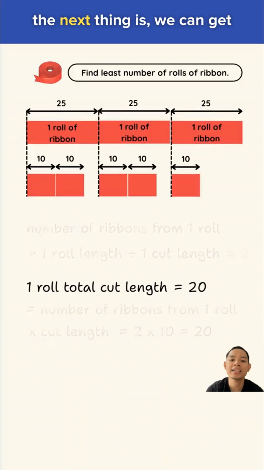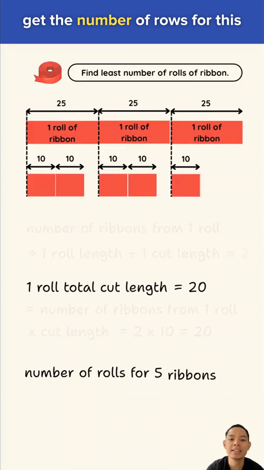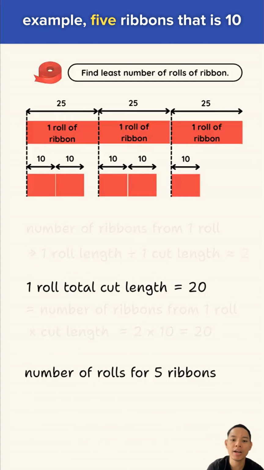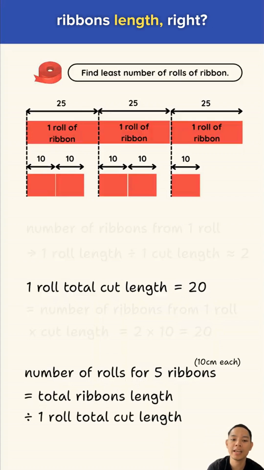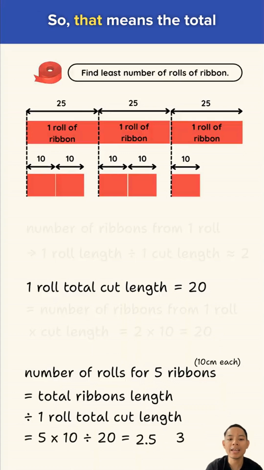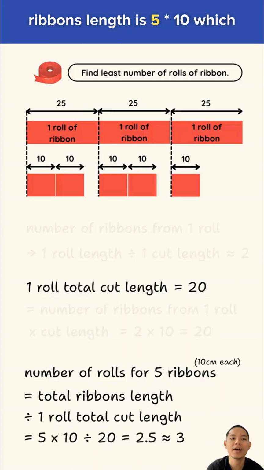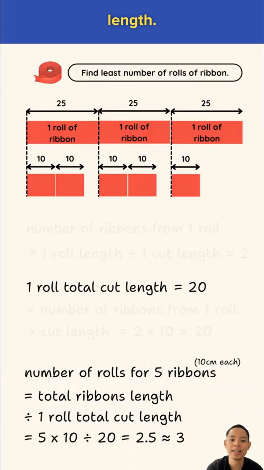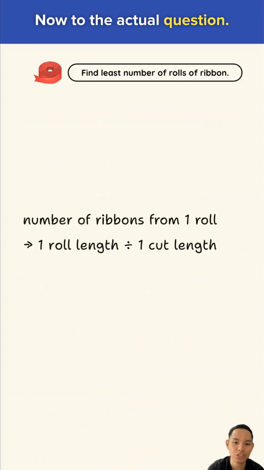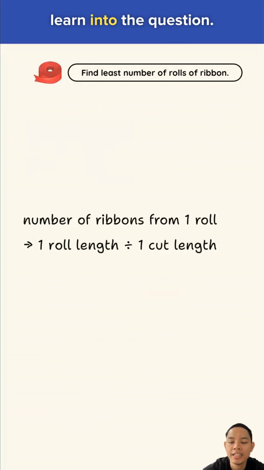Since we know that, the next thing is we can get the number of rolls for this example, 5 ribbons that are 10 centimeters each. That means the total ribbons length divided by one roll total cut length. The total ribbons length is 5 times 10, which is 50. Then we divide it by 20, the roll total cut length, which gives us 2.5. We need to round up, which gives us 3. So that is the example that hopefully you understand. Now to the actual question. Let's apply what we learned to the question.